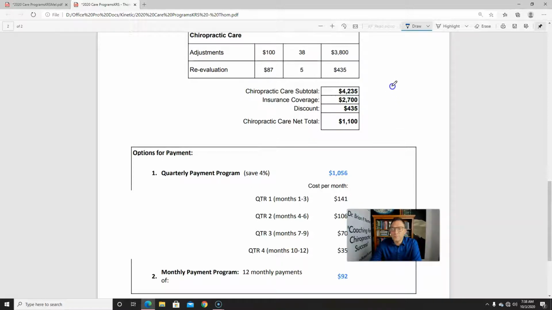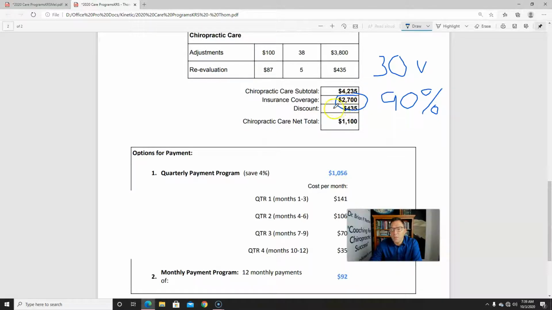Now, this one's easy, right? This person has 30 visits covered by insurance at 90%. So let me write with this pen as best I can. 90% coverage. So here's how we basically do it. You're taking 90% of 100, which is 90. You're then multiplying it by the 30 visits covered, right? You come up with this number, $2,700. This $2,700 is then subtracted from the total.